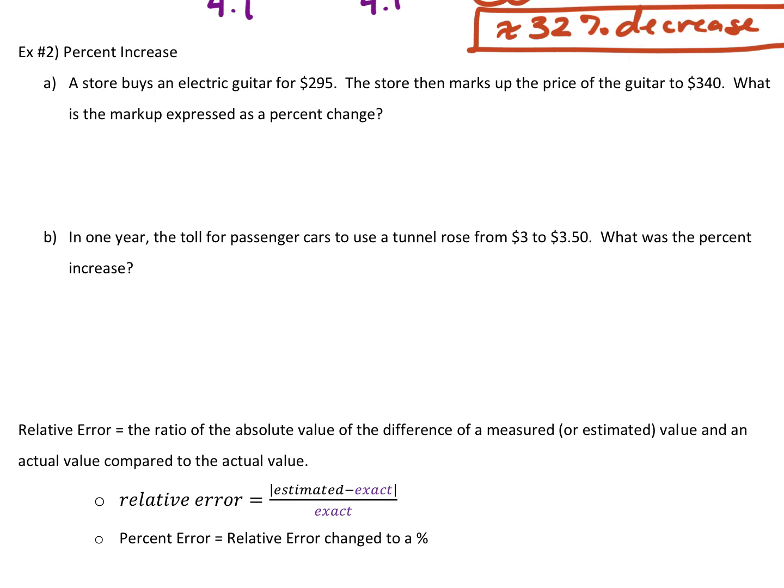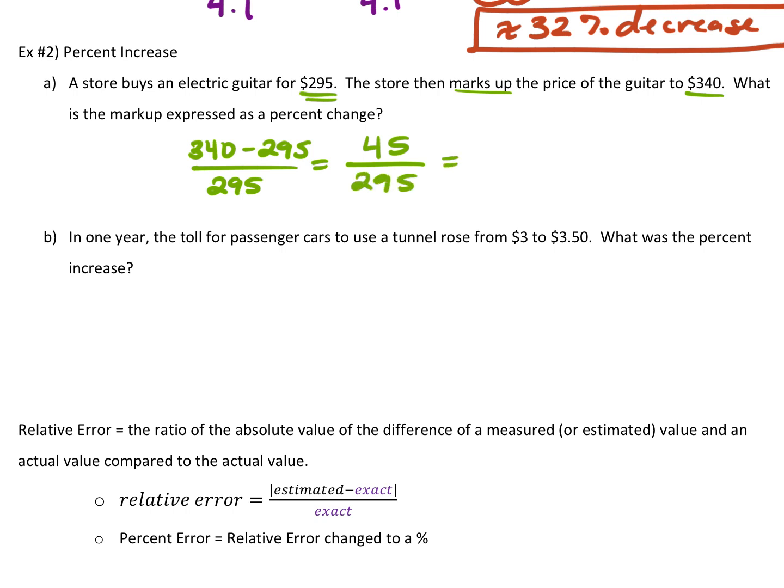Okay, so this says a store buys an electric guitar for $295. They then mark up the price to $340. What is the markup expressed as a percent change? Your top number, your amount of change is what minus what? 340 minus 295. Yeah, so bigger minus smaller, okay? What's your original amount? 295. They bought it for $295. Then they made the change to increase the amount, okay? So you're going to plug 340 minus 295 in. So you get 45 over 295.